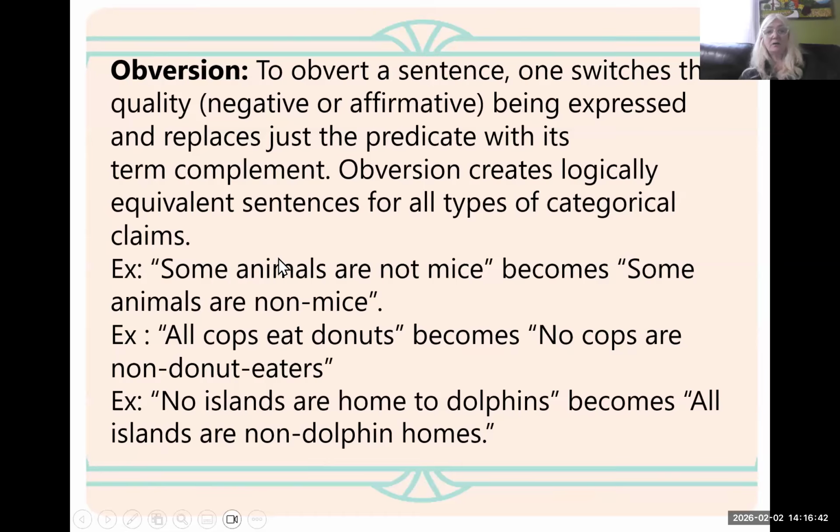Okay? So "some animals are not mice" becomes "some animals are non-mice." So you get rid of the not and you replace it with a non. "All cops eat donuts" becomes "no cops are non-donut eaters." And finally, "no islands are home to dolphins" becomes "all islands are non-dolphin homes." You can see sort of intuitively that they're logically equivalent.